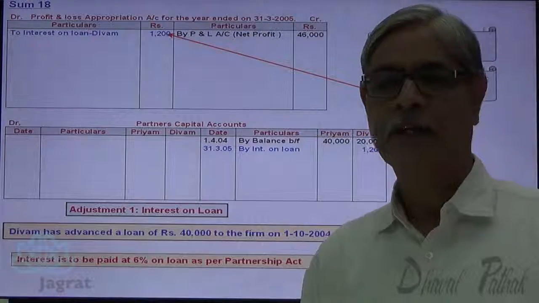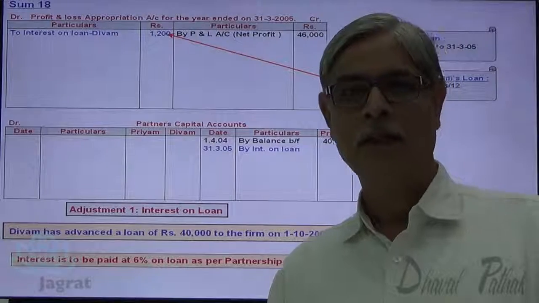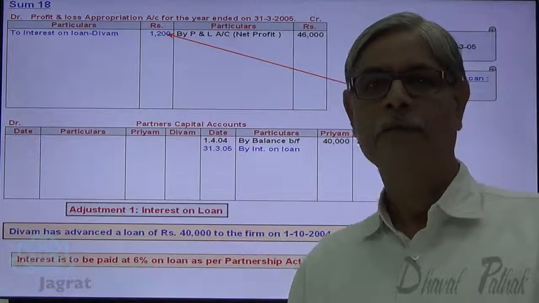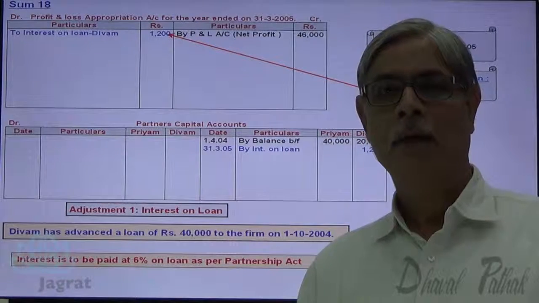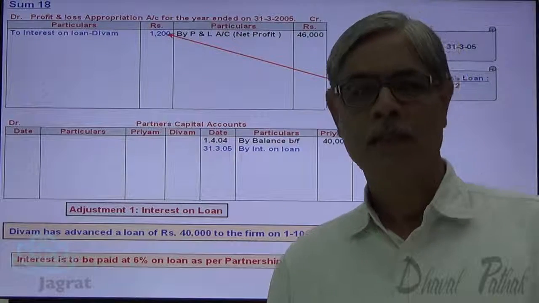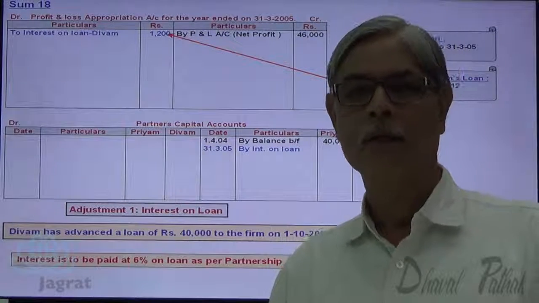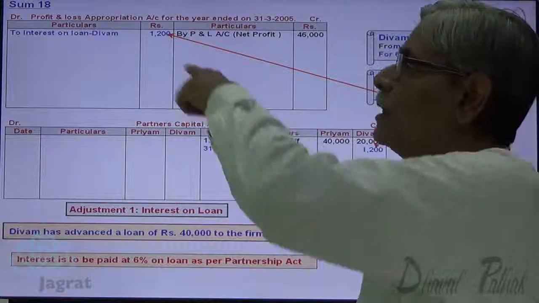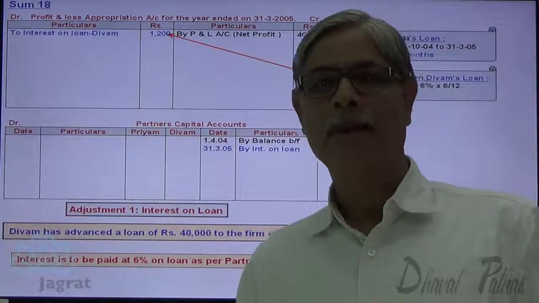loss appropriation account. For that, there is another opinion also that profit and loss appropriation account may be debited and the loan amount, principal, the amount is credited to the loan account. So principal plus interest will be disclosed as partner's loan. But as per Gujarat Board, this interest is to be credited to the partner's capital account.